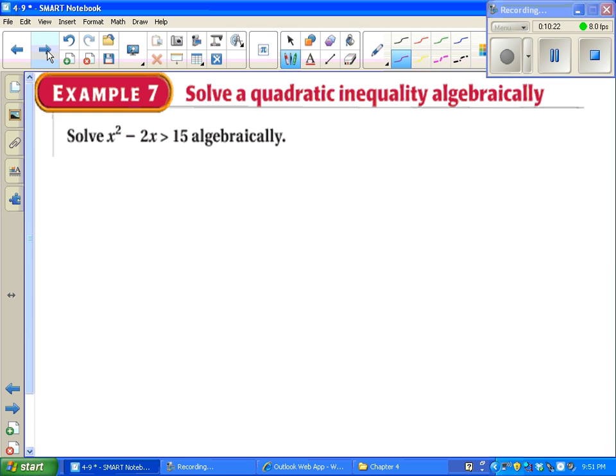And solve a quadratic inequality algebraically. This is where you do it the same way I did in example 4. So go ahead and make one side 0. Put your plus or minus signs on a number line and come up with your final answer. See if you come up with the same thing as me.